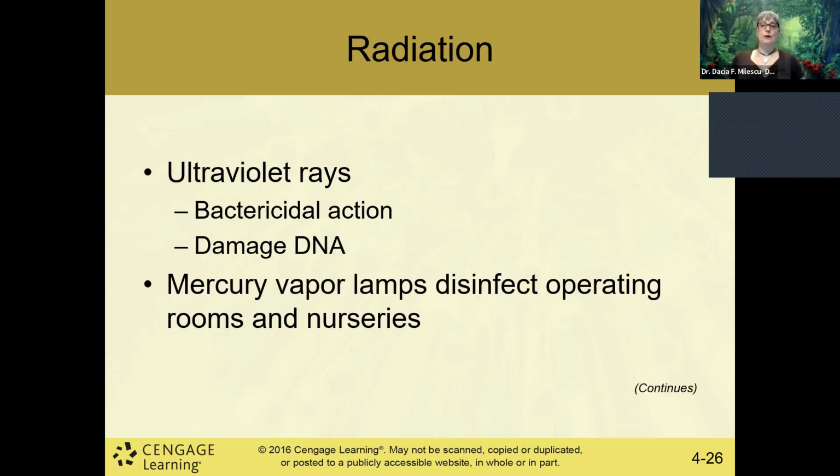And so we move on now to radiation. We can use a UV light for an entire room. This is very common in the operating room. It is bactericidal and it will damage DNA, so it's not a good idea to be in the room when you're using the UV lamp. We can also use mercury vapor lamps to disinfect operating rooms and nurseries.